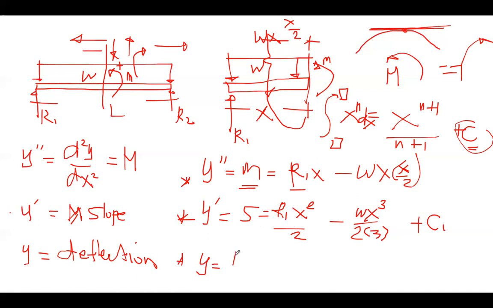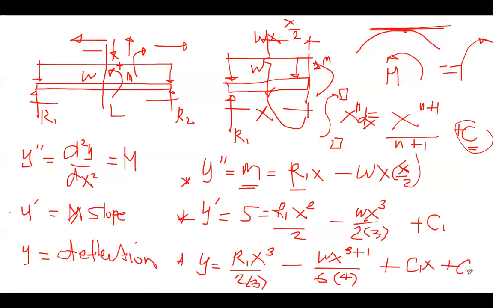Okay, so you have your deflection. Integrate again. R1 will become R1 x cubed, as 2 plus 1 becomes 3, and here you have 3 too. Minus wx cubed over 2 times 3, 6. Actually, it's not cubed, it's 3 plus 1, which becomes 4, so this becomes 4 also. Plus, in integral calculus, when you integrate a constant, you just multiply by x. So this becomes C1 x and then another constant. So you have the equation for the moment, equation for the slope, and then equation for the deflection.